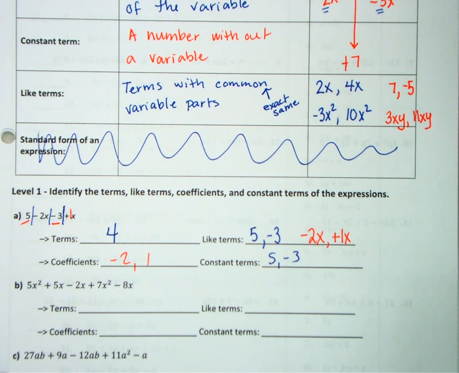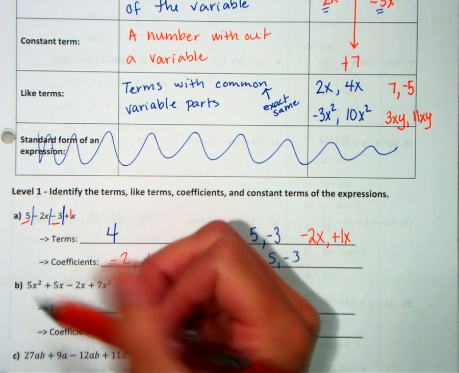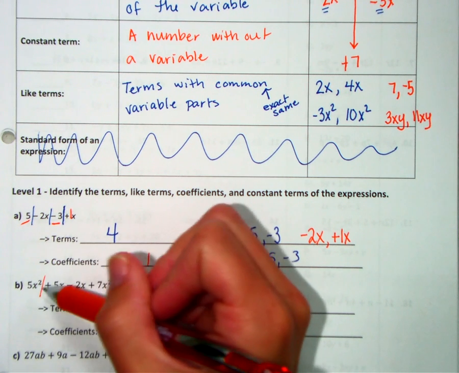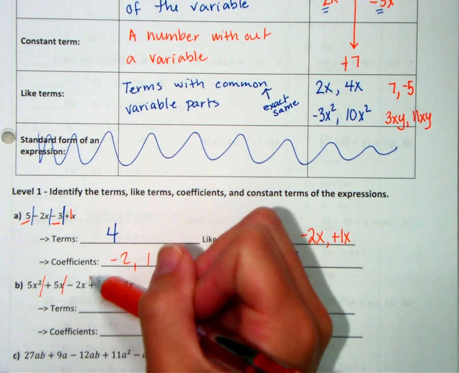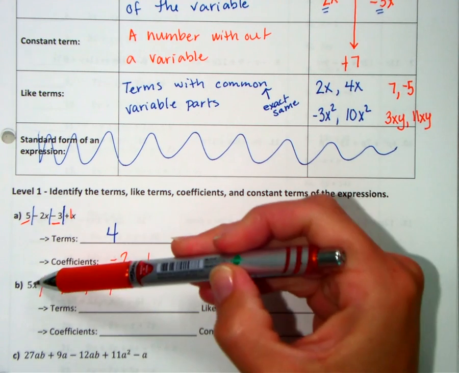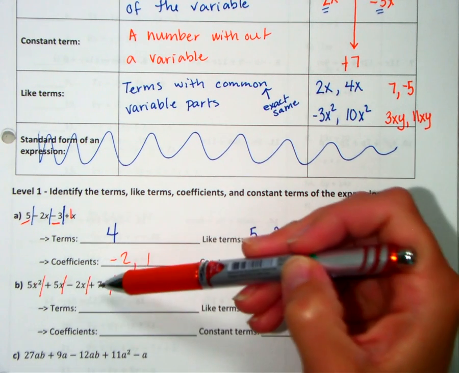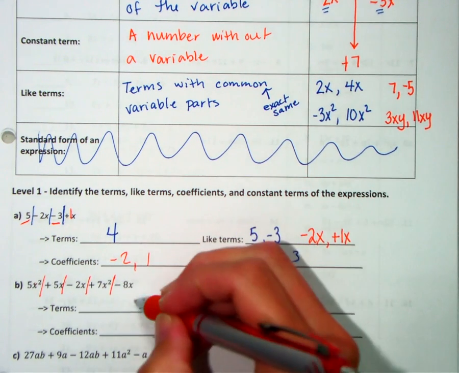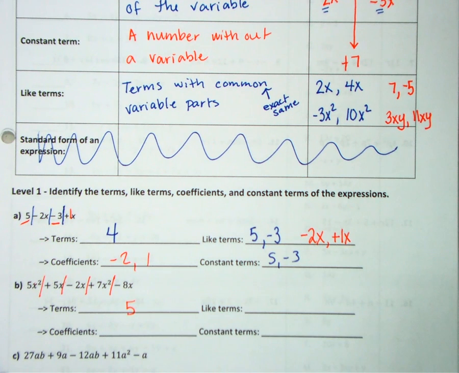Okay, I went over those rather quickly. How many terms? I see a plus sign, a minus sign, a plus sign, a minus sign. So let's count the terms: 1, 2, 3, 4, 5. I've got 5 terms. Of those 5 terms, are there any that are alike?